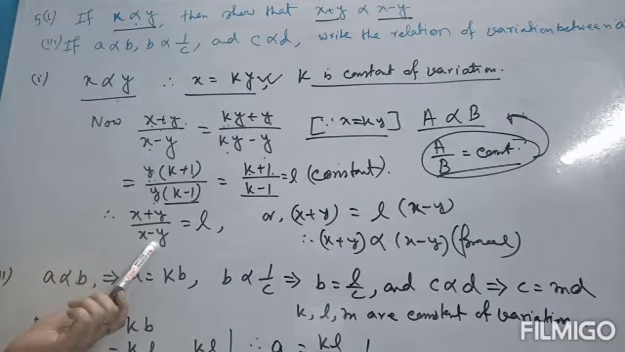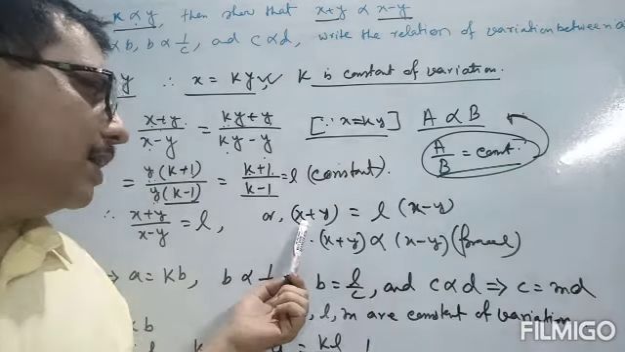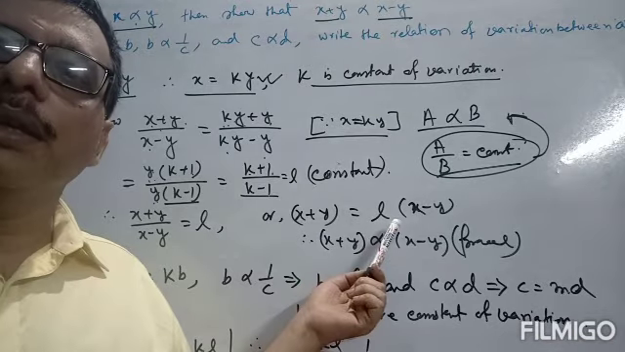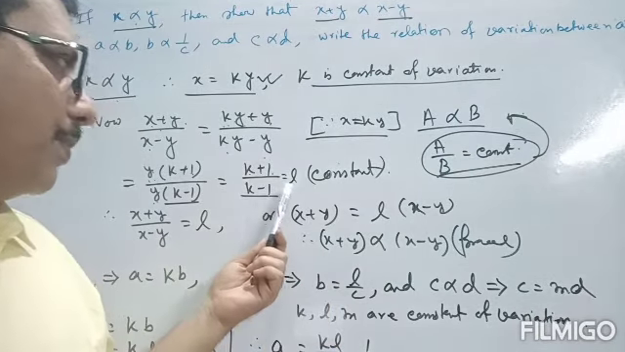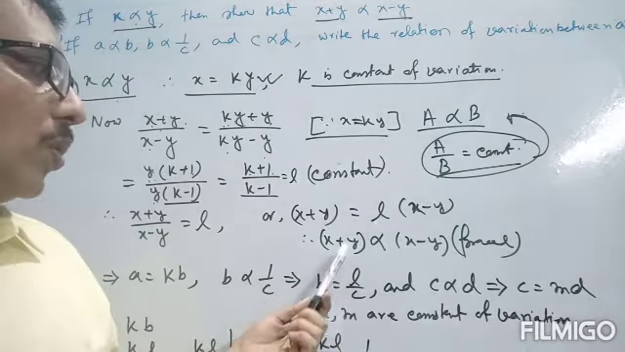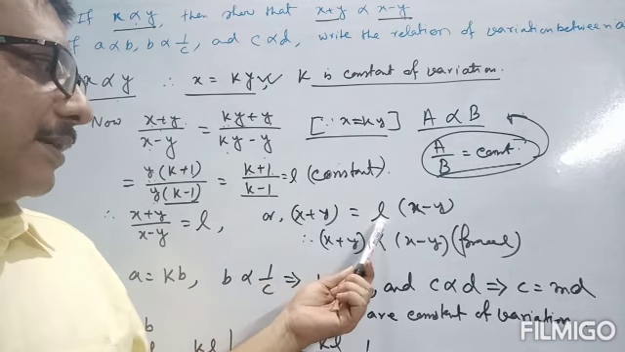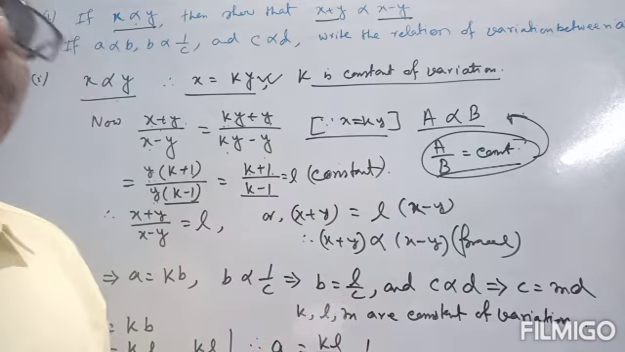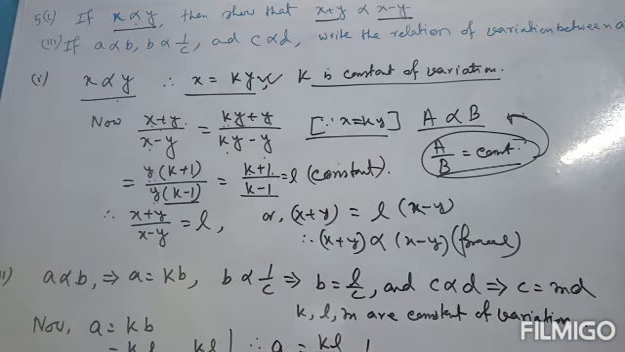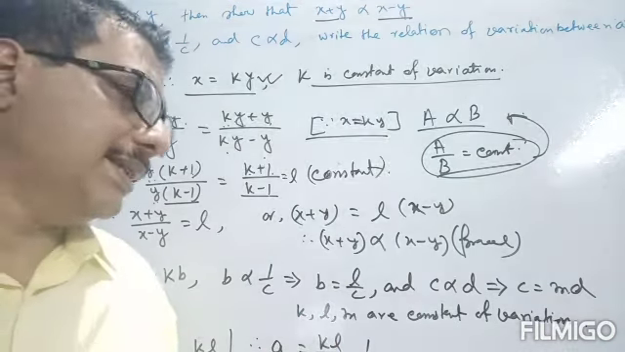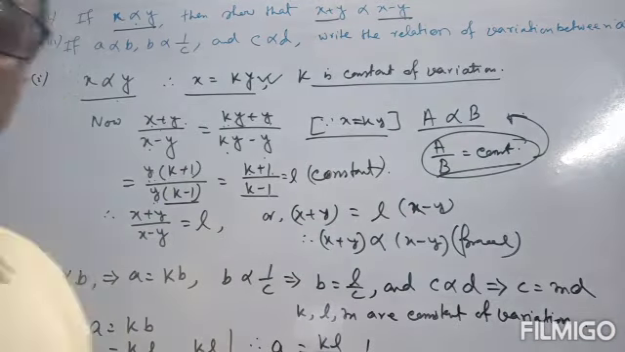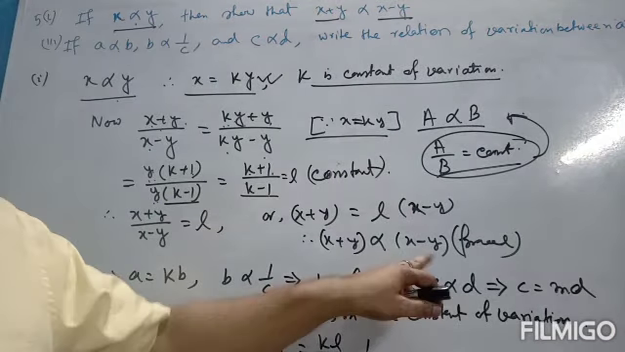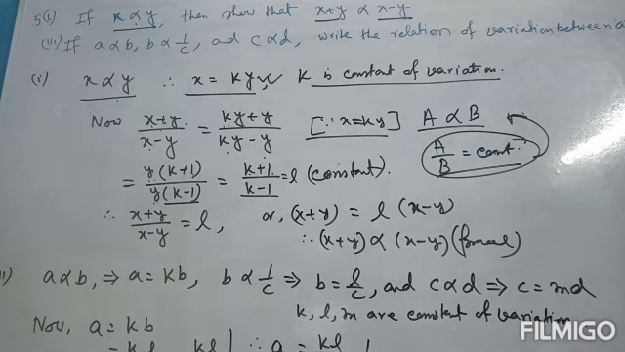So (x plus y) by (x minus y) is equal to L. That means we can write x plus y is equal to L into (x minus y). Since this is L, x plus y is equal to some constant into (x minus y), which is nothing but x plus y varies as x minus y. Is it clear? Okay, then x plus y varies as x minus y.